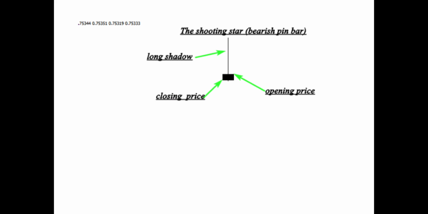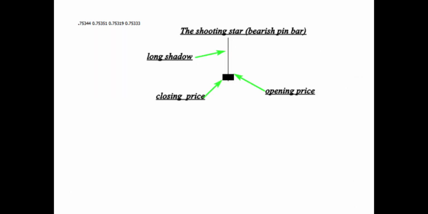Professional technicians say that the shadow should be twice the length of the real body. The illustration above shows us a perfect shooting star with a really small body and a long upper shadow when this pattern occurs in an uptrend. It indicates a bearish reversal signal. The psychology behind the formation of this pattern is that buyers tried to push the market higher, but they got rejected by selling pressure.